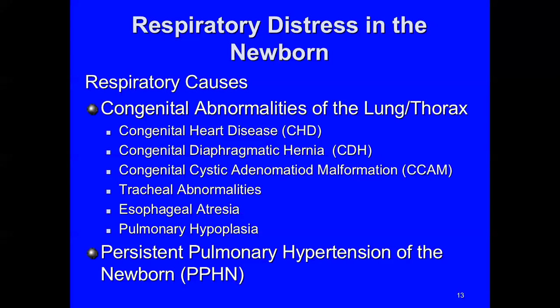They also include tracheal abnormalities and aspiration. Another condition is esophageal abnormalities, most probably esophageal atresia. And there is pulmonary hypertension, persistent pulmonary hypertension in the newborns. So these are the list of respiratory causes that can occur in respiratory distress syndrome in newborn babies.